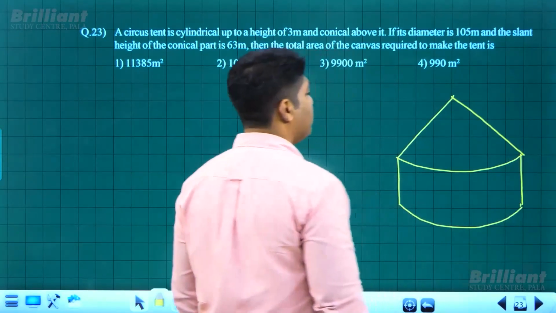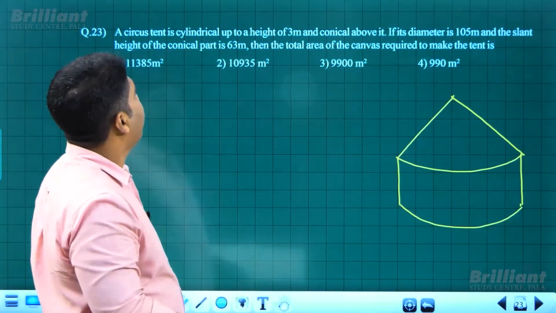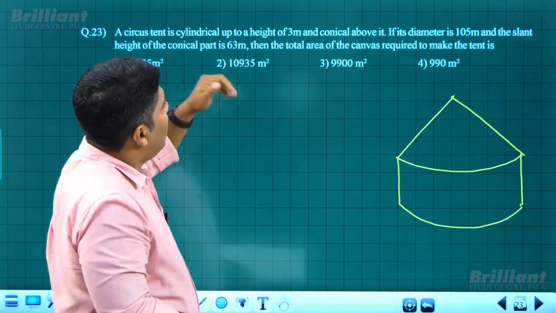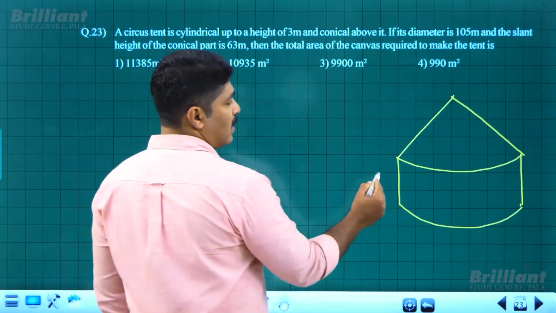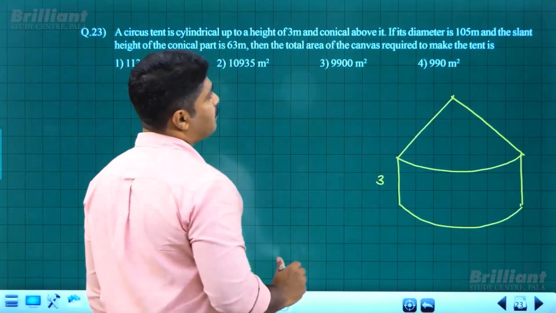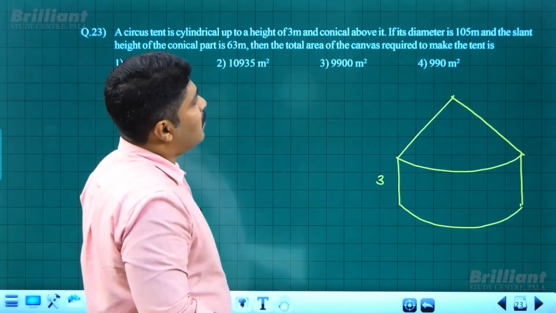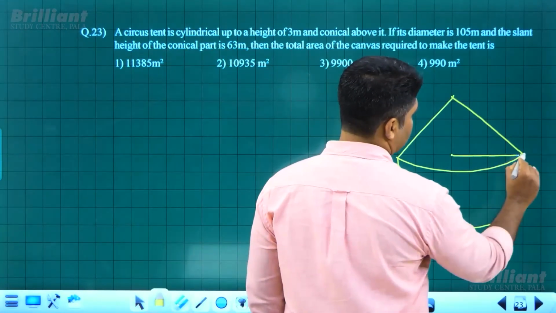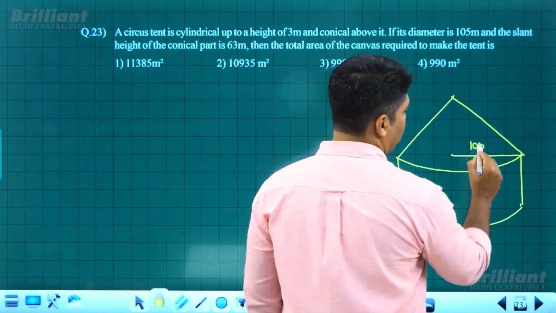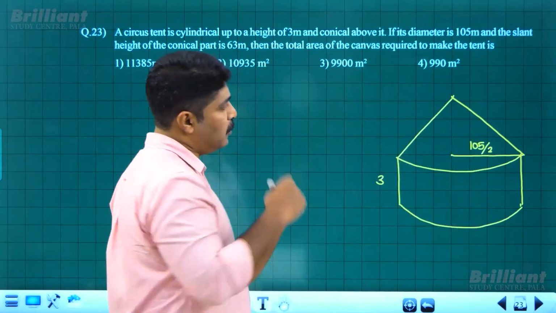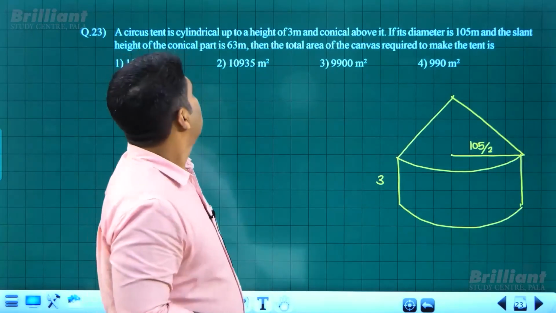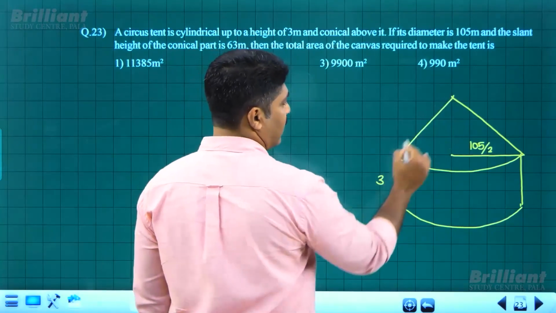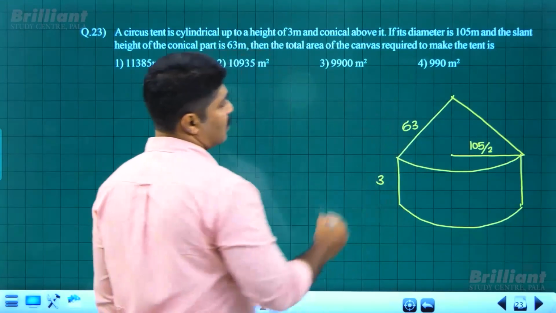So this is the structure. Clear? A circus tent is cylindrical up to a height of 3 meters. That means this height is 3 meters. And a conical part above it, its diameter is 105 meters. So therefore, we consider the radius as 105 by 2 meters, because that's the radius. And the slant height of the conical part is 63. Slant height means this measure, that is 63 meters.